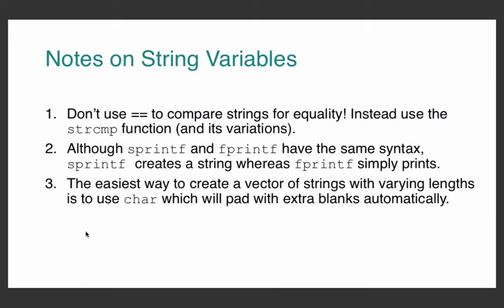So some notes. Remember, don't use the equal sign to compare strings for equality. And while I'm saying this, don't use these equal signs to compare vectors for equality. If you've got two vectors and you want to see if they both contain exactly the same values, don't use the equal sign. The only time you're going to be using these equal signs is if you're comparing scalar values, single values. So if you're comparing strings, you can use the strcmp function and its variations like strcmpi for ignoring case.